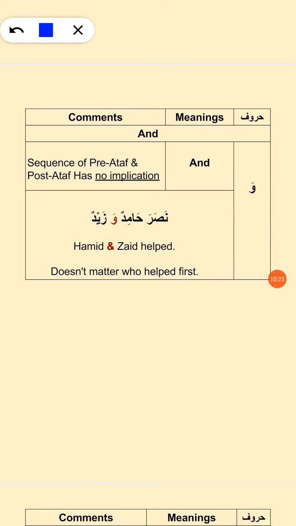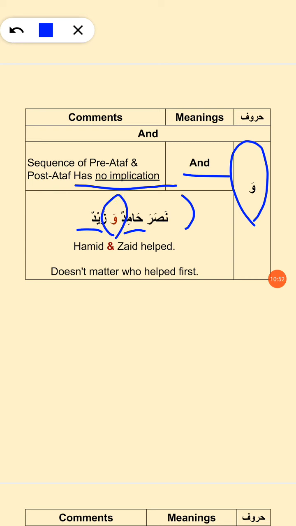So first of all, we have wa, which means and, and the sequence of pre-ataf and the post-ataf has no implication. What do I mean by that? For example, if we have the sentence Nasara Hamidun wa Zaidun, here it means that Hamid and Zaid helped. It does not matter who helped first. Maybe Zaid helped first, and Hamid helped after him, but it doesn't really matter.